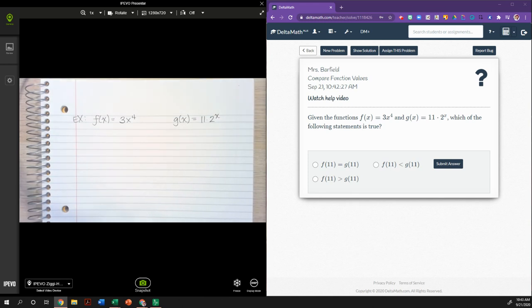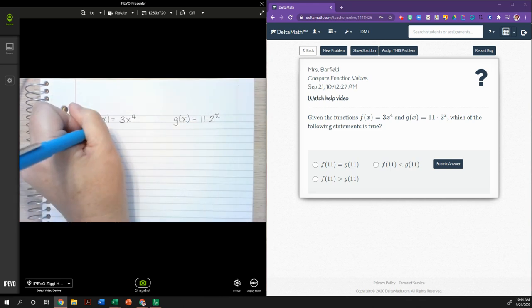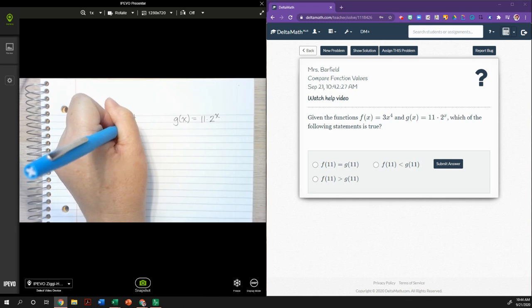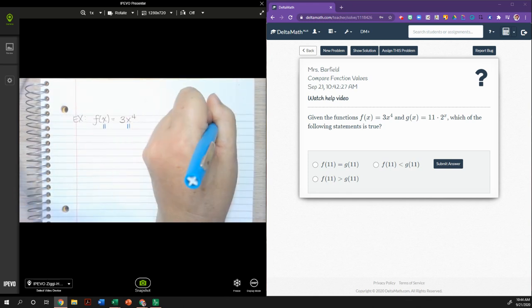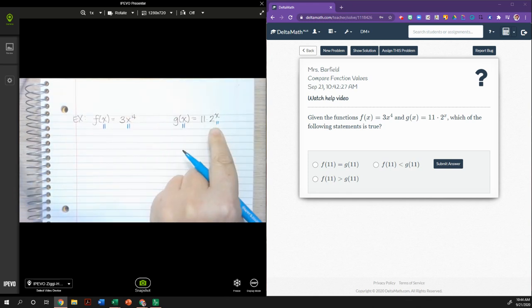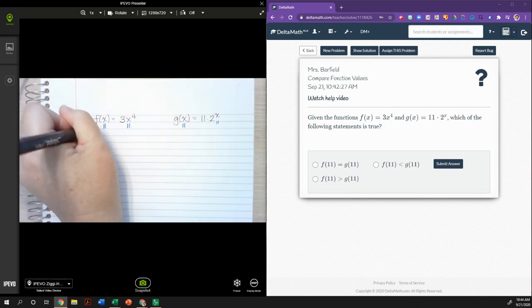It says f of 11 equals g of 11, and then it's got less than and then greater than. Okay, so based on what they have written there, they want to know what happens at f of 11. So they want to know what happens when x equals 11 in the function of f and in our function of g. So I'm going to put 11 here, 11 here, 11 here, and I'm going to put 11 up here in the exponent, okay? All right, so let's recopy all my pieces.